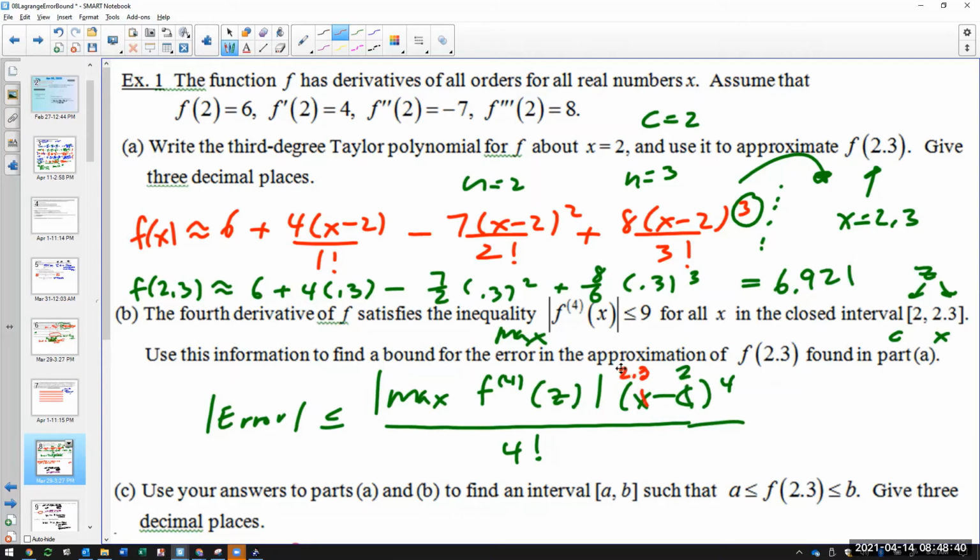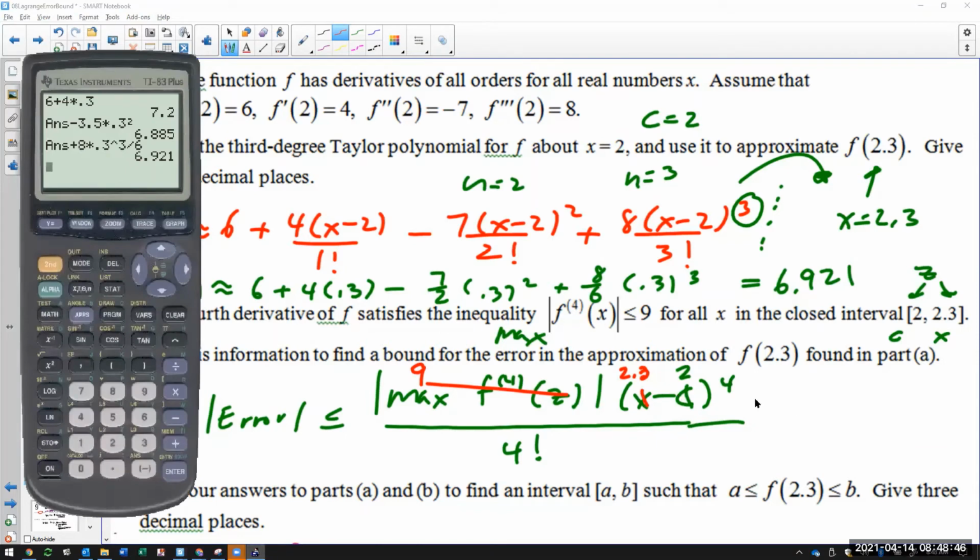2.3. Okay, so then what you do, and this number here is actually 9. So you go into your calculator and you just put this in. This is really 9 times 0.3 raised to the 4 over 4 factorial. That's my error bound. That's the most my error will be if I use an approximation of 6.921.